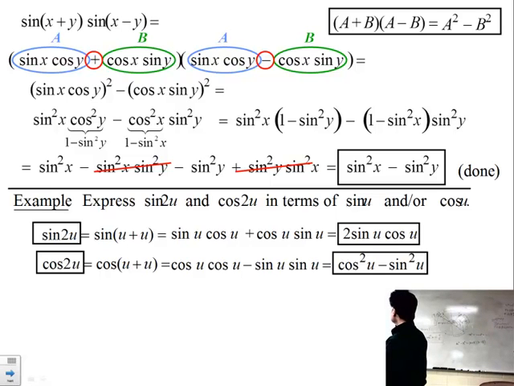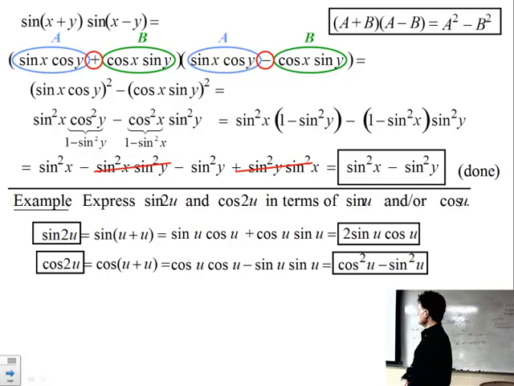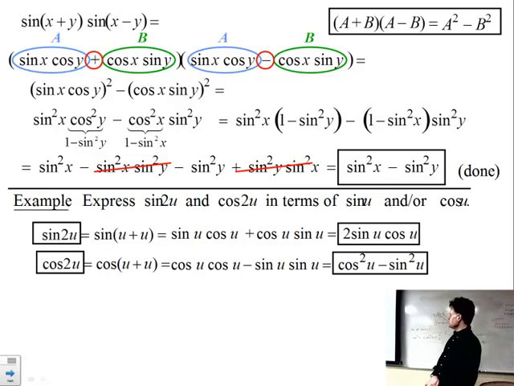All right. So, next one. Can we express sine of 2u and cosine of 2u in terms of sine of u and or cosine of u? So if you take twice an angle, and you can do this because 2u is just u plus u. So if you plug that into the sine, you're going to get 2 sine u cosine u. And cosine of 2u, plug that into the cosine of the sum, and you're going to get cosine squared u minus sine squared u. These are called the double angle formulas for cosine and sine.